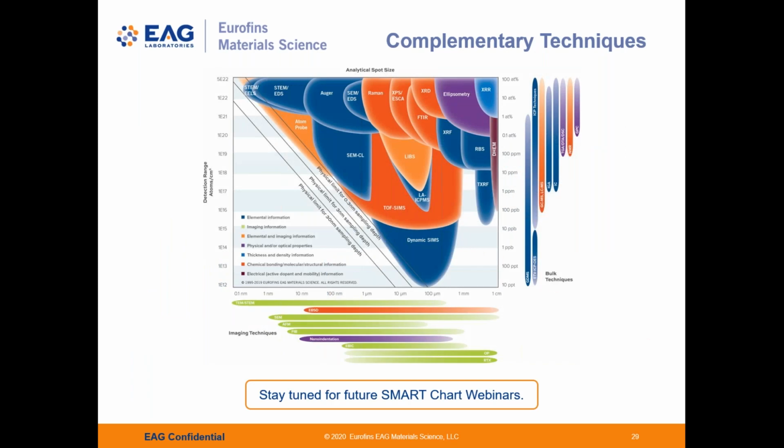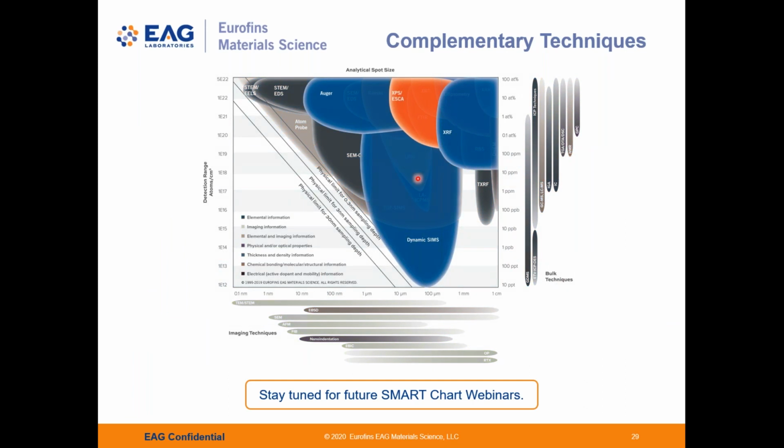For improved surface sensitivity, detection limits, or depth resolution, RBS is often combined with XPS, AES, or SIMS. For films containing elements of similar mass that cannot be resolved, RBS is often combined with wavelength dispersive X-ray fluorescence, XRF. We'll continue this SmartChart webinar series over the next several weeks to explore more of these techniques.